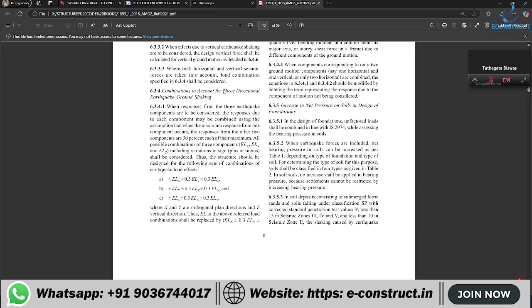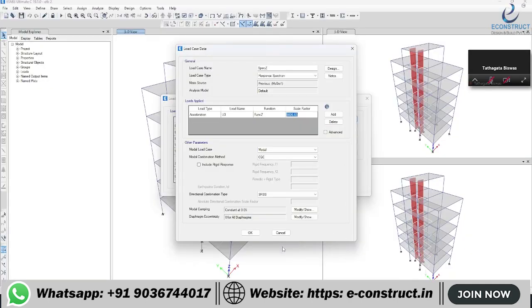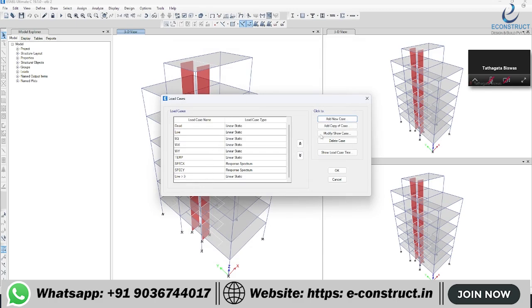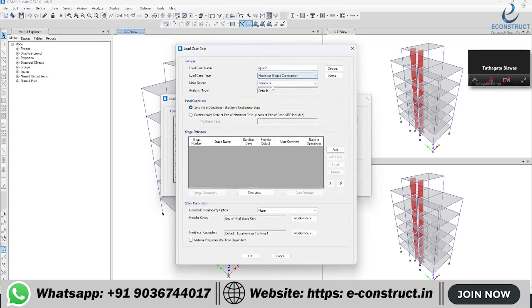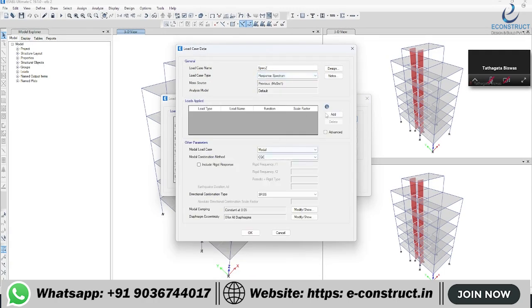Sir, in ETABS, how to do that? Actually, I'm not getting the things you are writing on the board. See, in ETABS, how to take it: create a spec Z here. Already I have explained this in the class also.